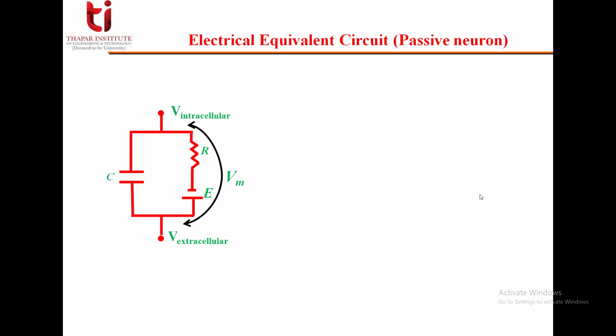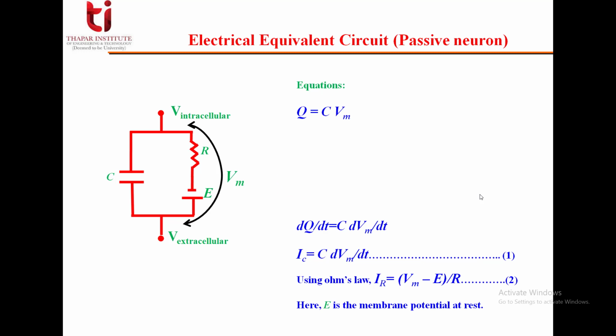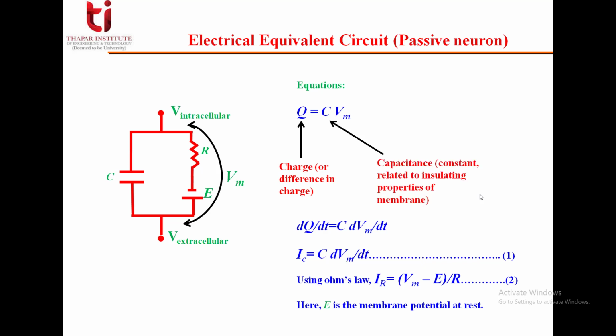Now let's obtain the equations governing this circuit. As we know, charge is capacitance times voltage, Q equals C Vm. Here Q is basically the difference in charge. C is the capacitance, which is constant because it is related to the insulating properties of the membrane, as in the neuron we have seen that the cell membrane contributes as a capacitance. And Vm here is the membrane potential, which is basically the difference between the potential inside and outside. So we are taking it as Vm.